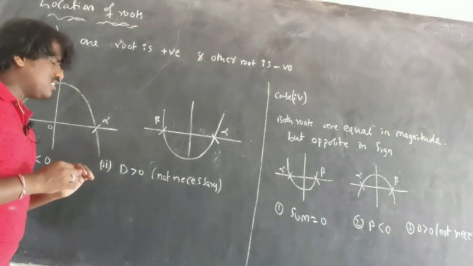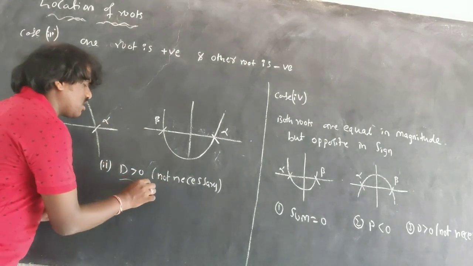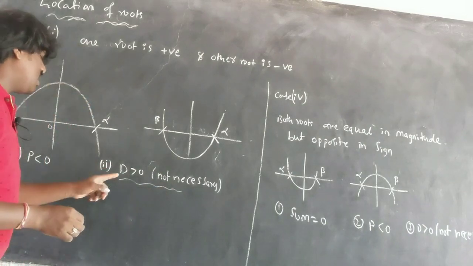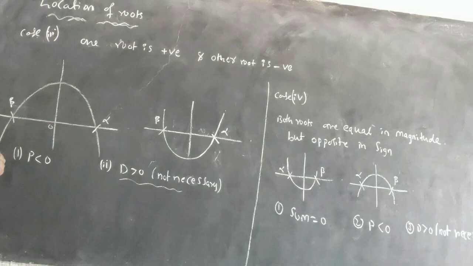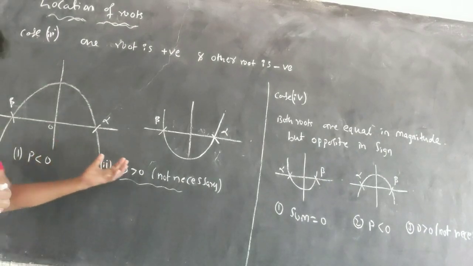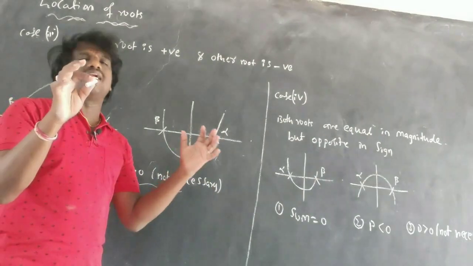While solving a problem, it is not necessary to use this, because after taking the intersection, this answer will lie inside the other one, so D greater than 0 is not mandatory to find out.